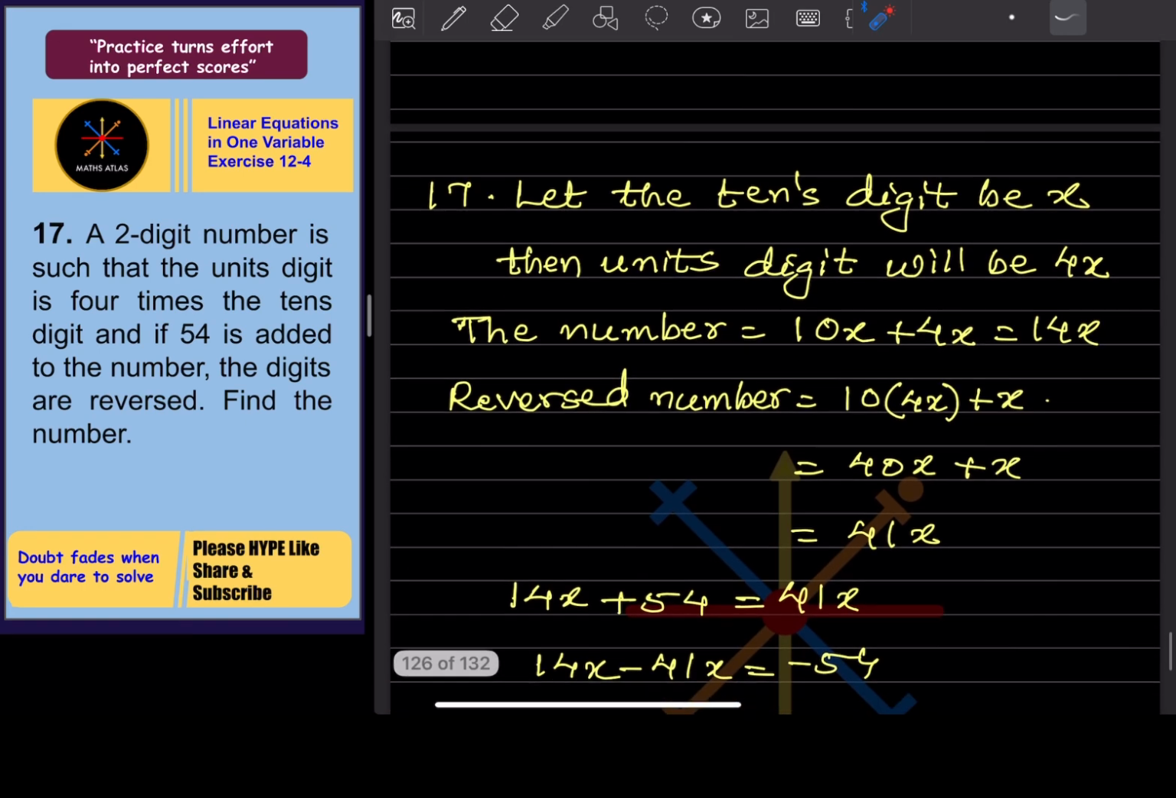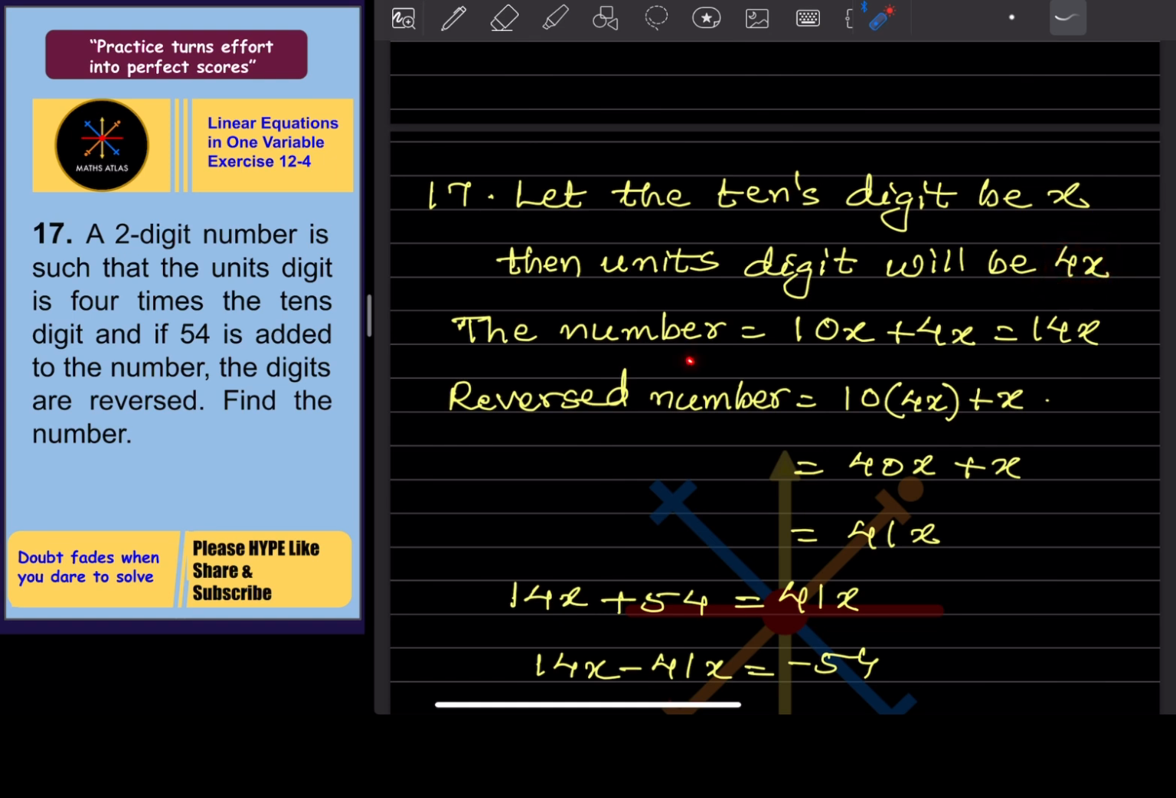So now let us see the next question. A two-digit number is such that the units digit is 4 times the tens digit, and if 54 is added to the number, the digits are reversed and you have to find the number. So let the tens digit be x. So unit digit is going to be 4x, because it is said that unit digit is 4 times the tens digit. So this is going to be 4 into x, that is going to be 4x.